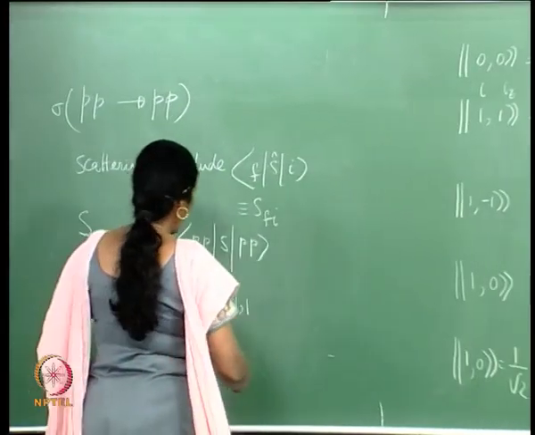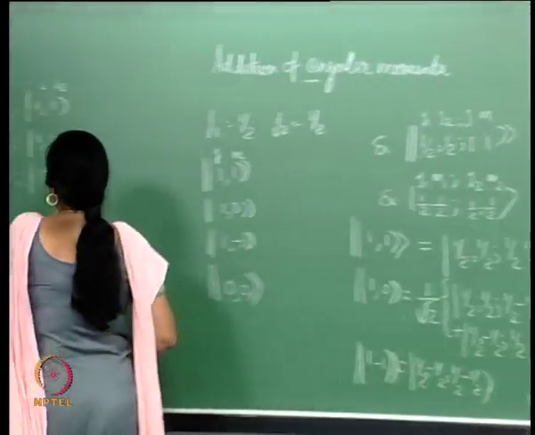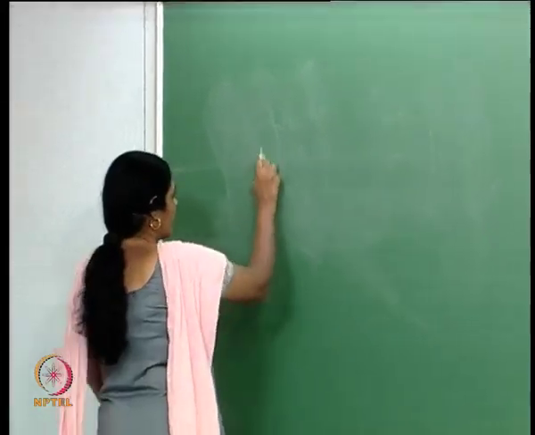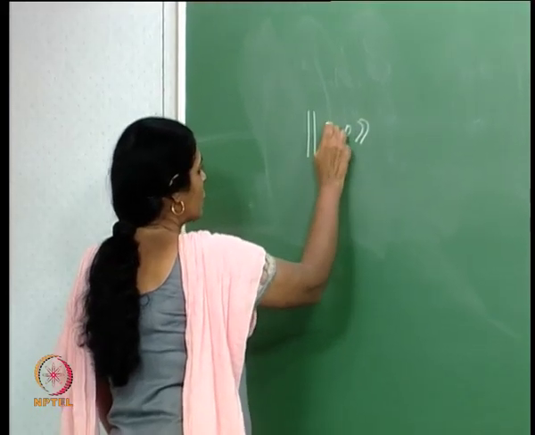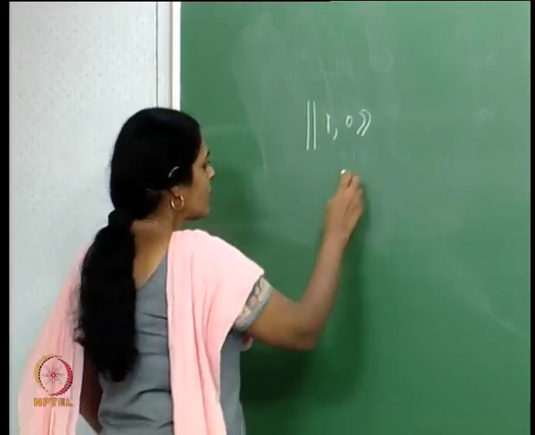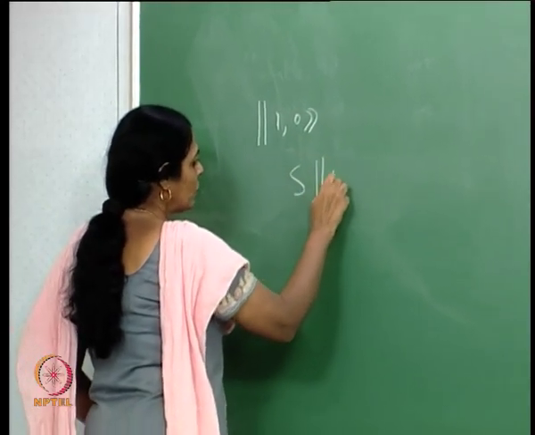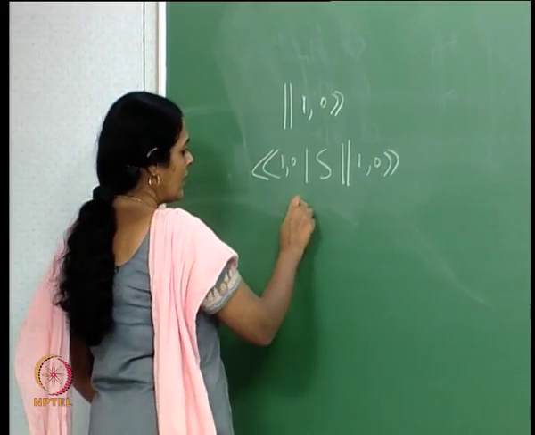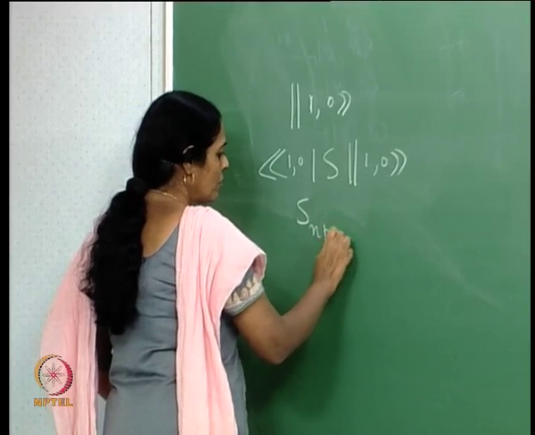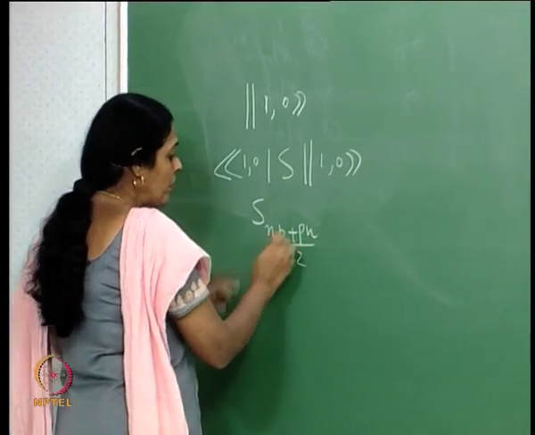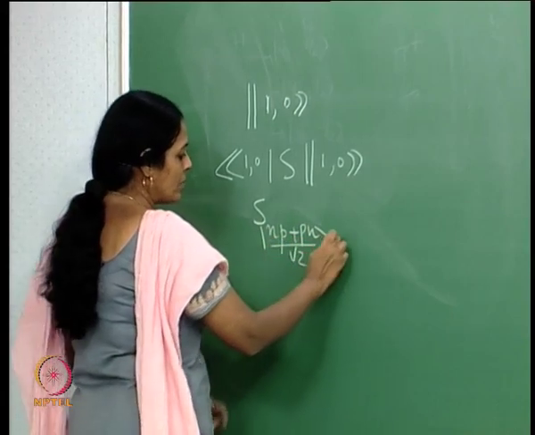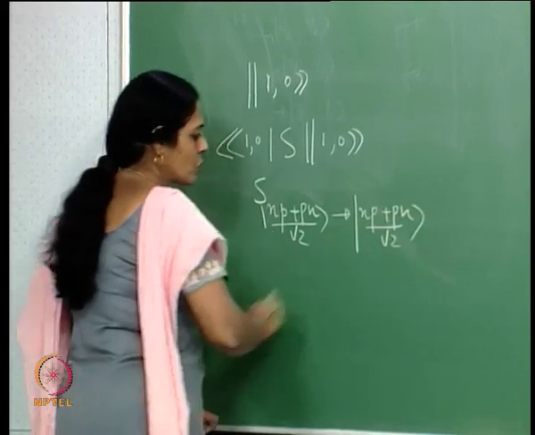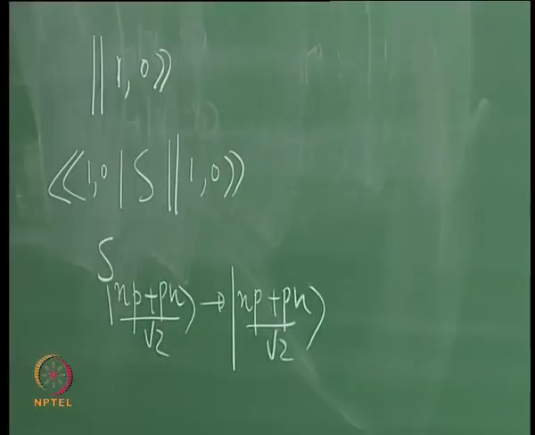Similarly, I can ask, what is the probability that if I prepare a state very carefully, an initial state very carefully, with I equals 1, Iz equals 0, what is the probability of starting with that initial state and ending with that same initial state? In other words, what is the scattering amplitude for a state which is prepared very carefully as Np plus Pn by root 2, going to a final state which is also given as Np plus Pn by root 2.